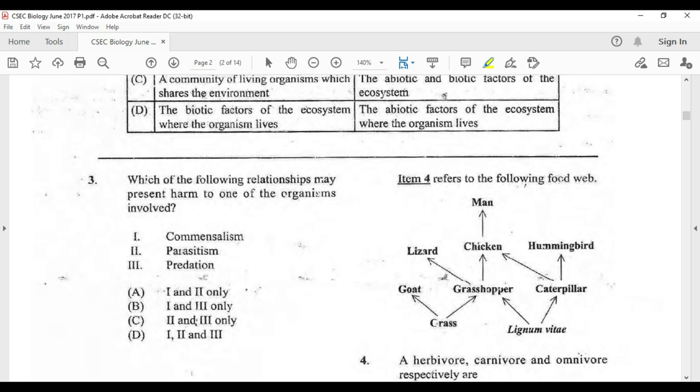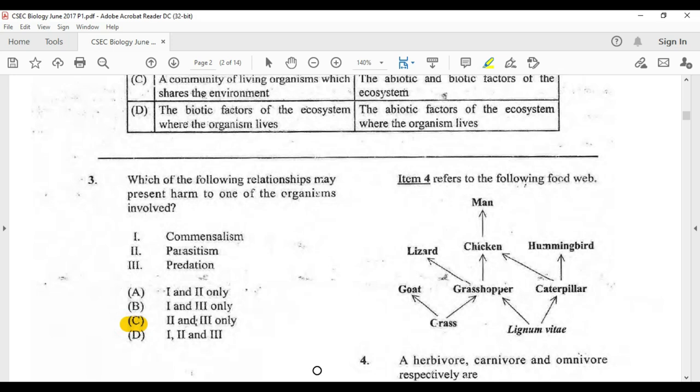So what is going to be our answer? Commensalism is out, so we're going to be looking at C as the preferred answer. C speaks to parasitism and predation. That must have been very easy for you. We move on to question number four.